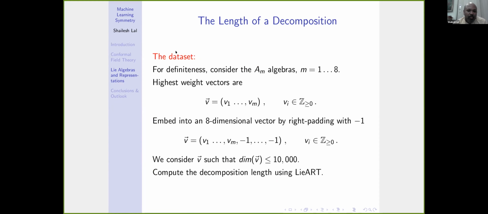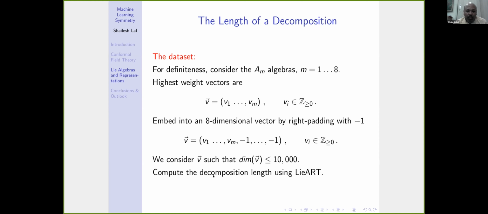So here's the data set. We did this for all Lie algebras, but I'm just going to tell you about one class of Lie algebras, which is called the A_M, and M is going to range from 1 to 8. And then you have these highest weight vectors, which we embed into an 8-dimensional vector by right padding with -1. Because we need to cut things off somewhere, we consider vectors such that the dimension of this vector space is less than 10,000.